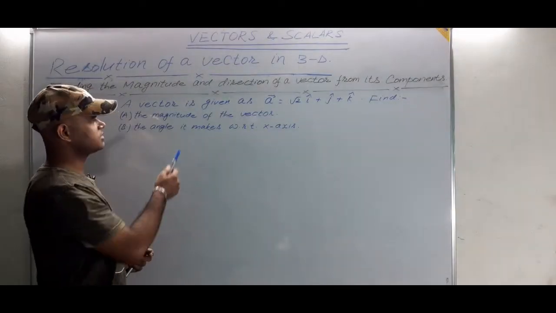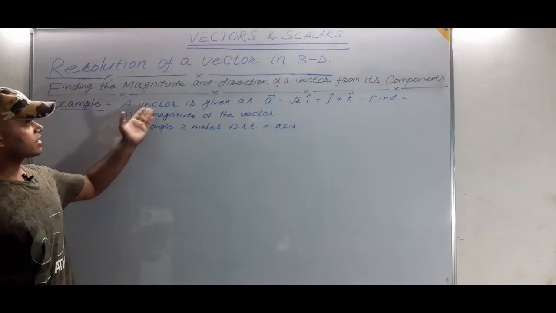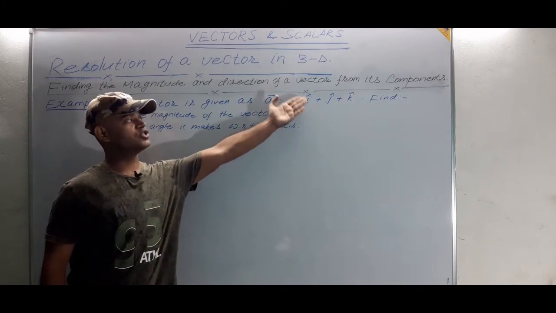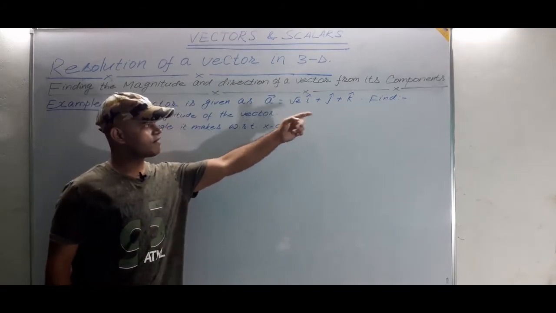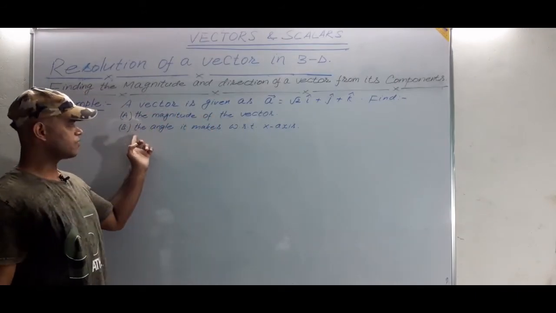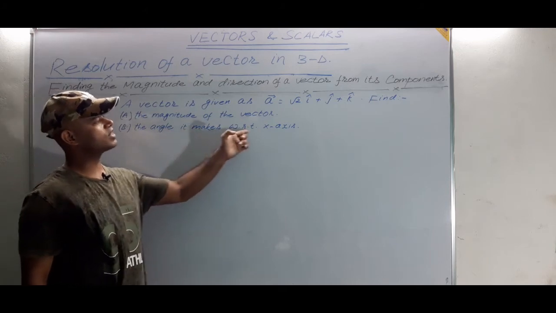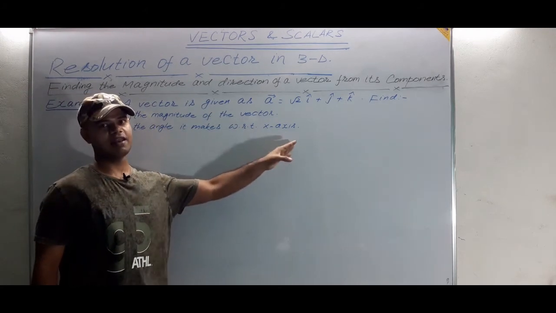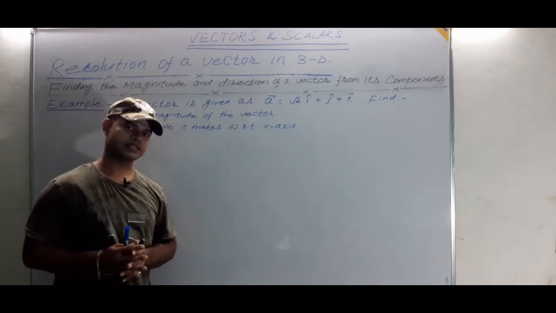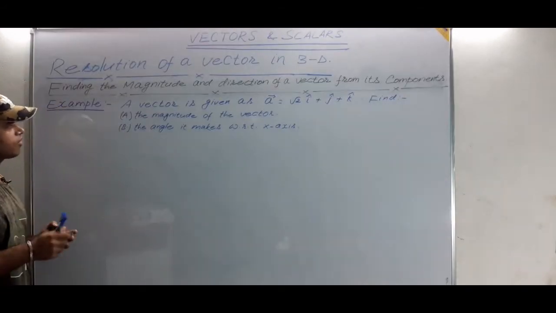Alright, so let's take an example. A vector A is given as root 2 i plus j plus k. Find, first question, the magnitude of the vector, and second, the angle it makes with respect to x-axis, that means alpha. The angle at which this vector is aligned with respect to x-axis, this is what we have to calculate. Alright, so let's begin.